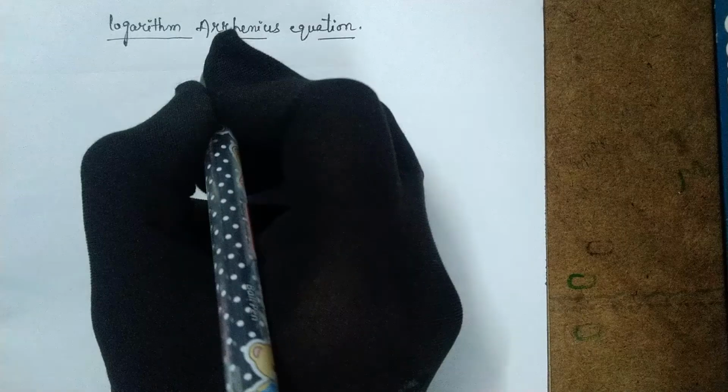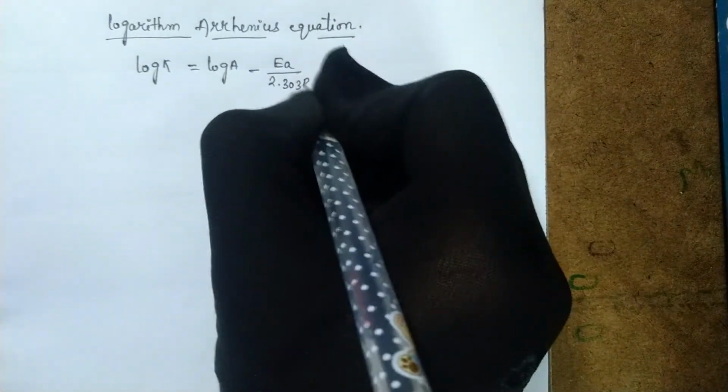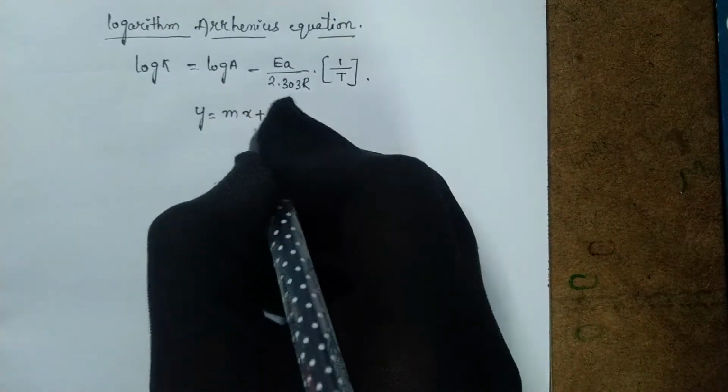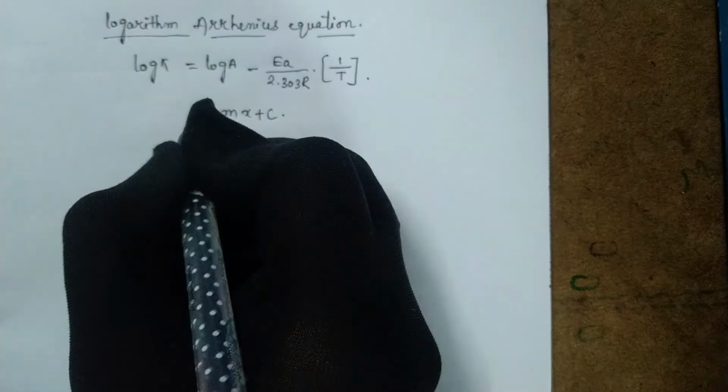Now the logarithmic Arrhenius equation is given by log K is equal to log A minus Ea by 2.303 R into 1 by T. So this equation is in the form of y is equal to mx plus c, right? So this is the equation of a straight line. So when we compare these two, at the place of y we have log k to the base 10 here, right?